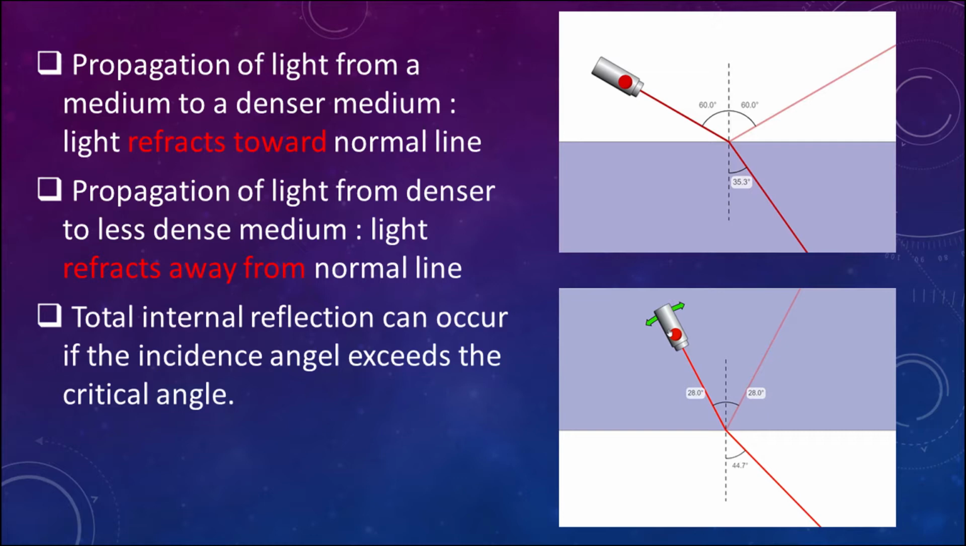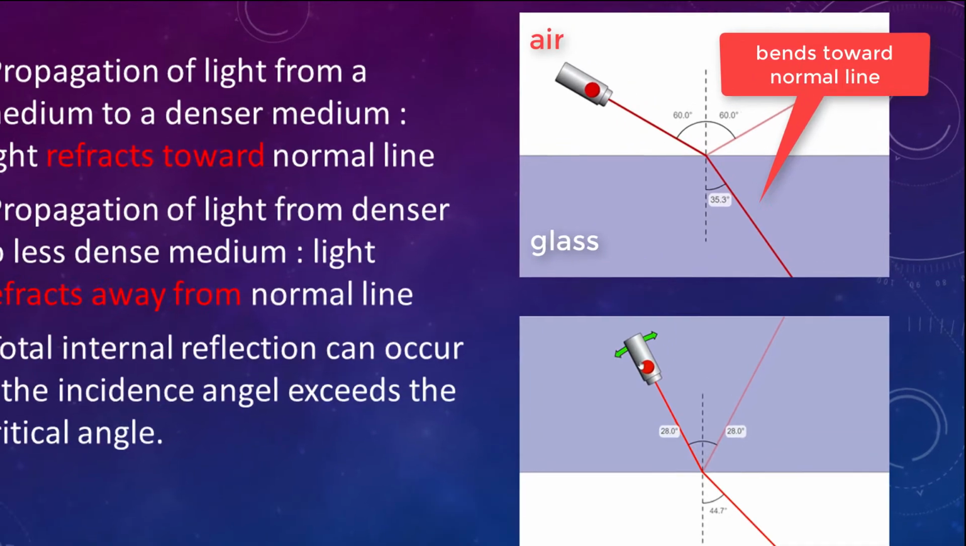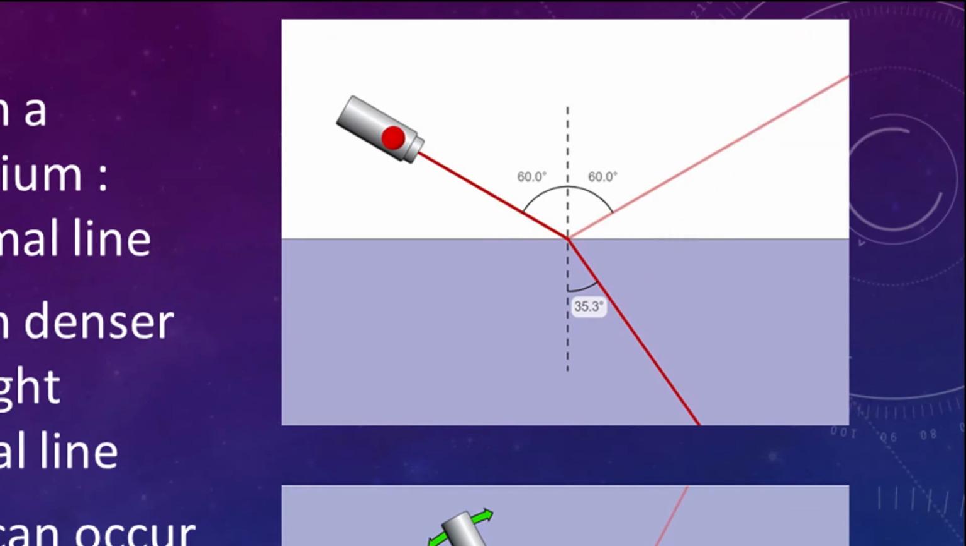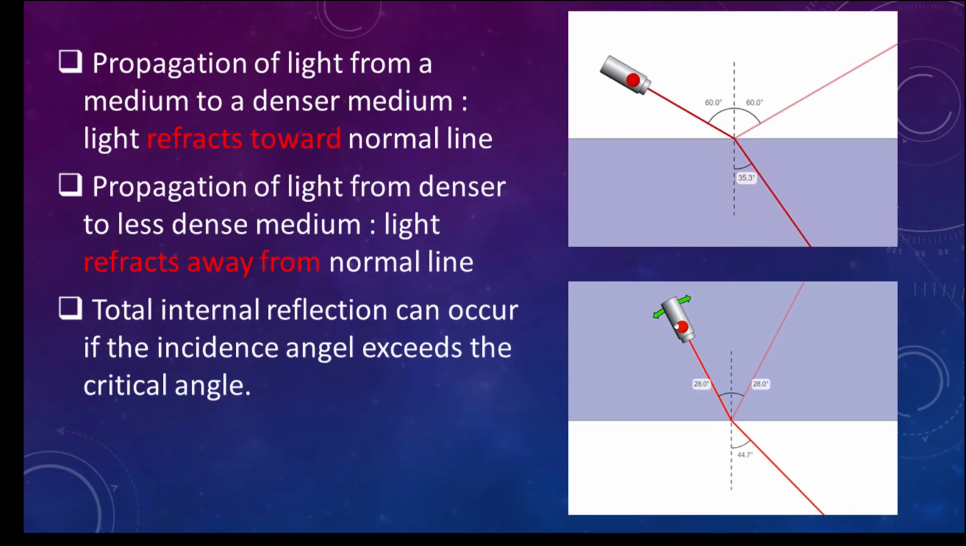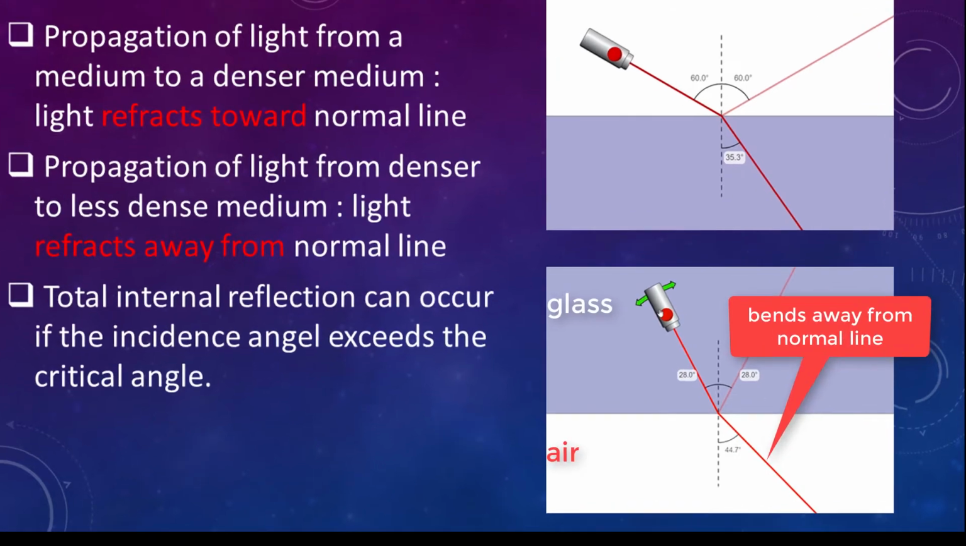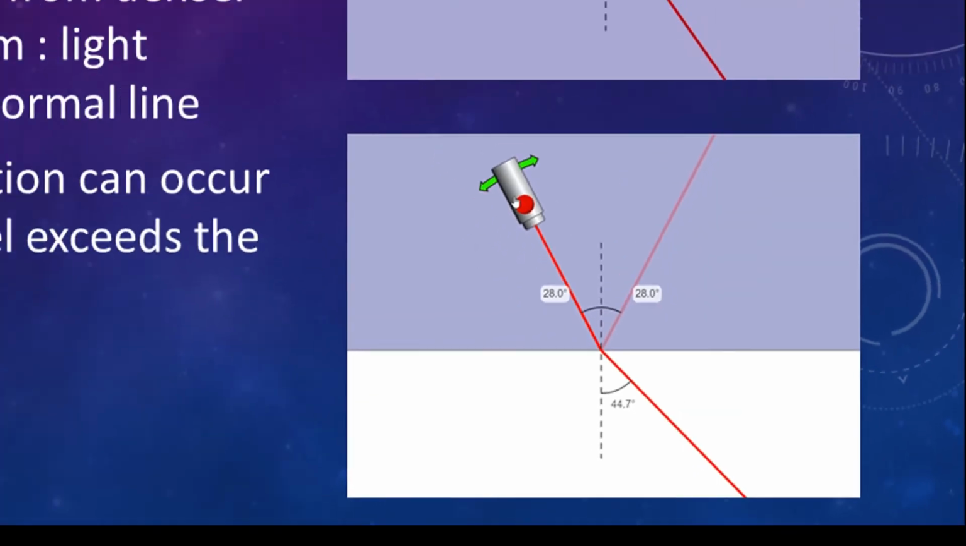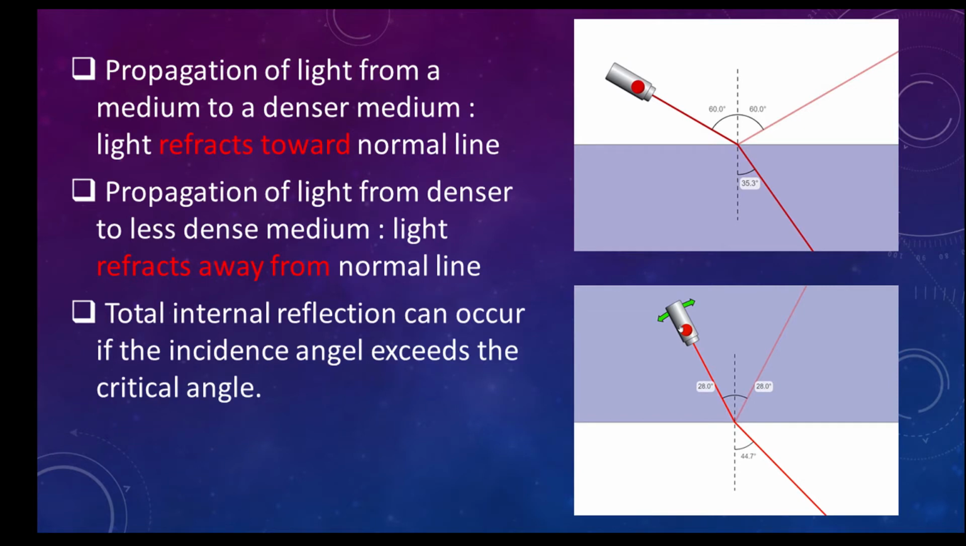Previously, we have seen that when light propagates from a less dense medium to an optically denser medium, the light refracts and bends toward the normal line. This bending toward the normal line is true at all incident angles. However, when light propagates from a denser medium to a less dense medium, the light refracts and bends away from the normal line. This latter property is what we want to study now. We shall look at the simulation next.